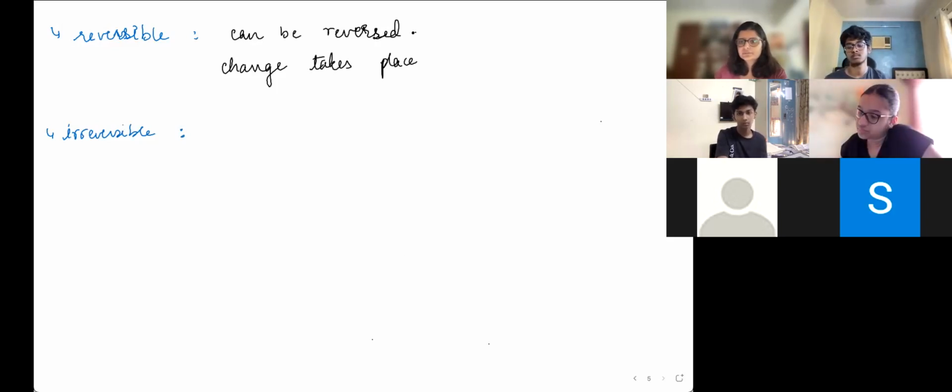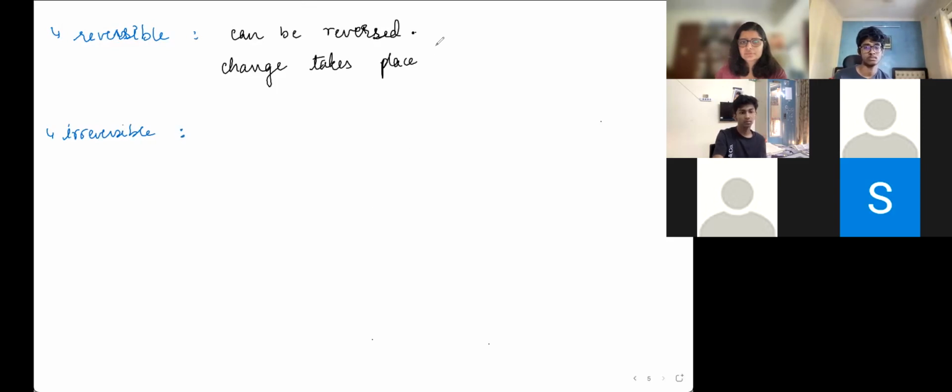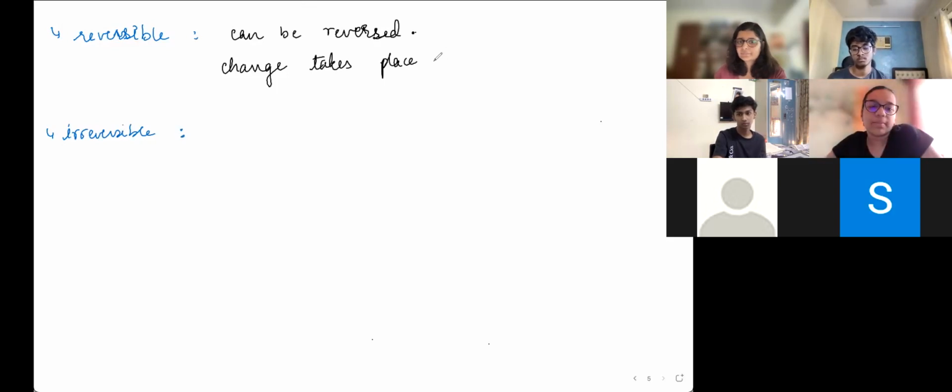So they are not really connected with each other. It's just that one says the path and one says the state. Ma'am, when we say path, what do we mean?